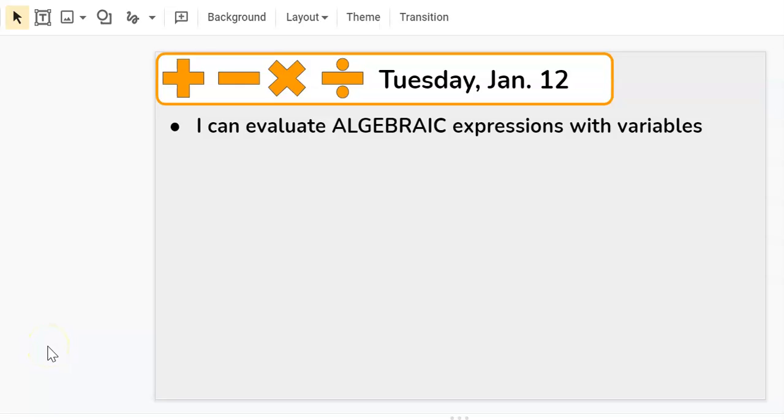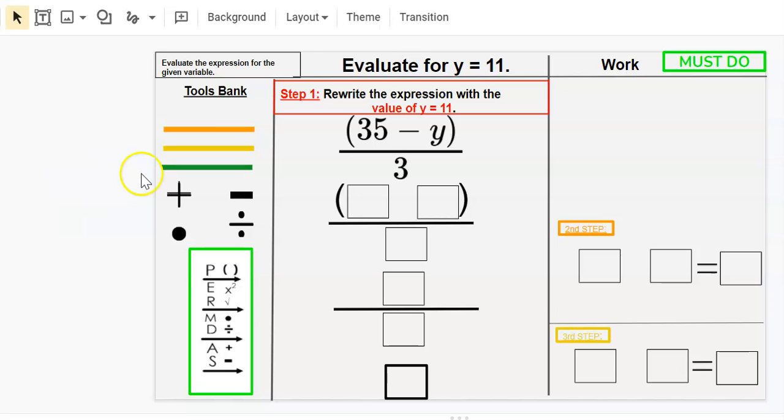Welcome back for another day of evaluating algebraic expressions with variables. So yesterday we solved a few different expressions using variables where we are given the value of the variable, so we plug it into the problem and then solve. We are going to do that again today, and I'm also going to show you something new.